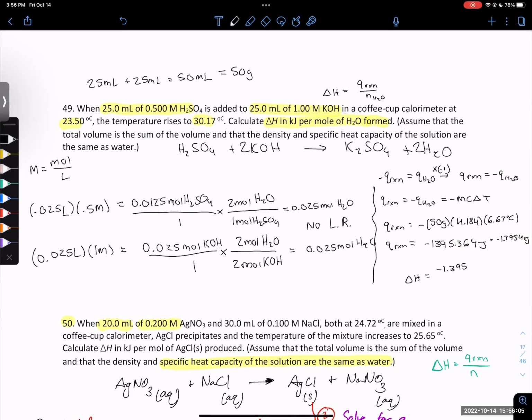So negative 1.395364 kilojoules over the 0.025 moles of H2O. And you should get delta H is equal to negative 55.8 kilojoules per mole. That's your answer.